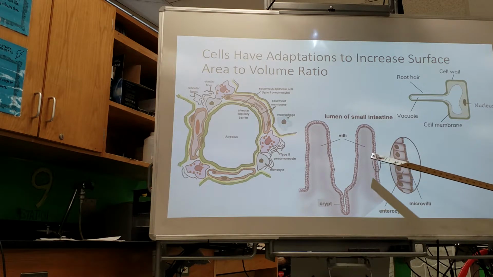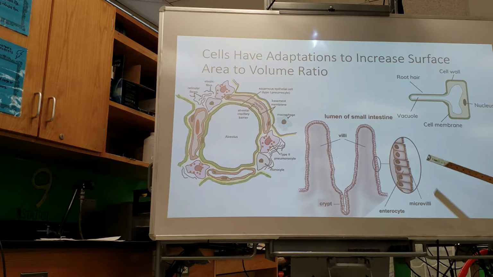And then each cell in a villus has a bunch of microvilli. So it's these finger-like projections, each of which has thousands of finger-like projections sticking out from the individual cells. And that adds surface area without increasing the volume. So cells have a lot of adaptations like that.